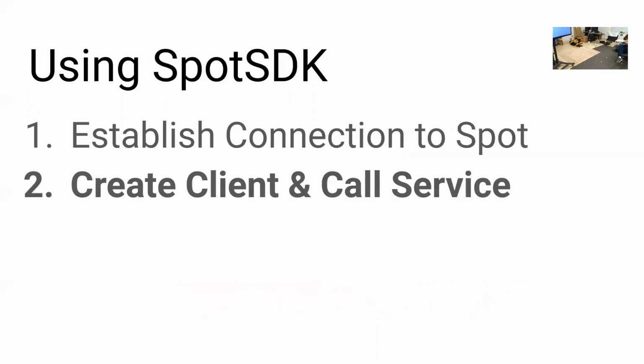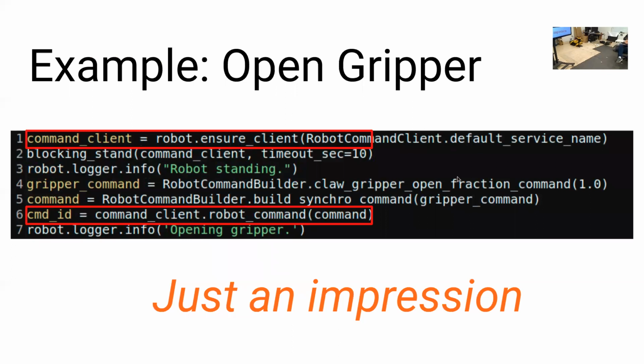So how do you create a client and call the service? In this case, the service we want to call is robot command, and you create a client by interfacing with the robot that you created earlier when you made the connection. These are fixed things that you have to do. After a while, you build up the input, the message type that you need to pass into the gRPC call, the input to the method you're calling. Then you call robot command, which triggers a gRPC call.